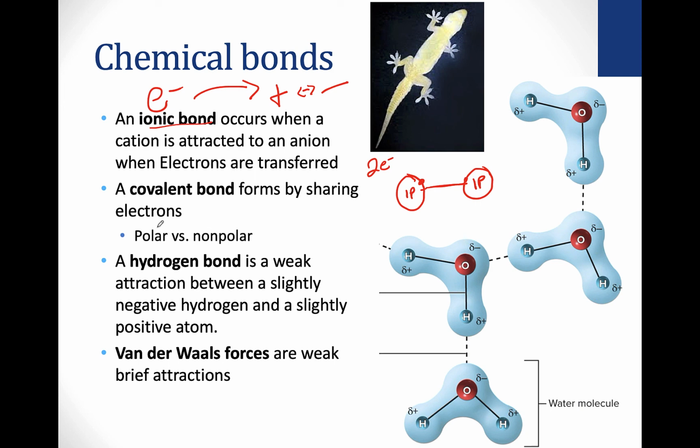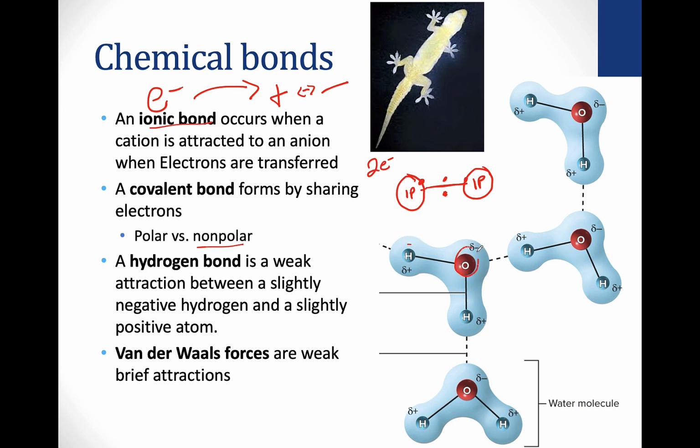A covalent bond can be polar or nonpolar. So when a covalent bond is nonpolar, like this example, the two hydrogens are going to share their two electrons equally. Think about two kids playing tug of war. They're the same size, same shape. They're going to pull and pull and pull, and the two electrons are going to be shared right in the middle between the two.